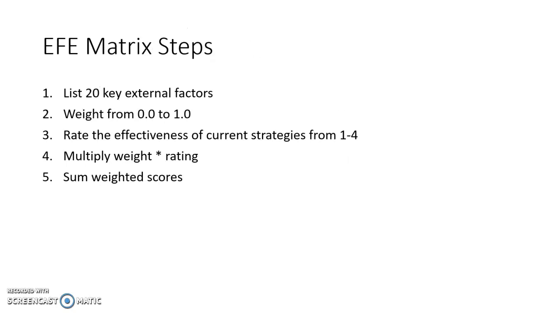And so the first step is to identify the 20 key external factors. You don't have to do this many, but you can do that many if you want. And then you want to weight them from 0 to 1, 0 being the least important, 1 being the most important. And all of the weights of your factors need to equal 1. Then you want to rate the effectiveness of your current strategies from 1 to 4. 1 being the worst, 4 being the best. Multiply those ratings and sum them.